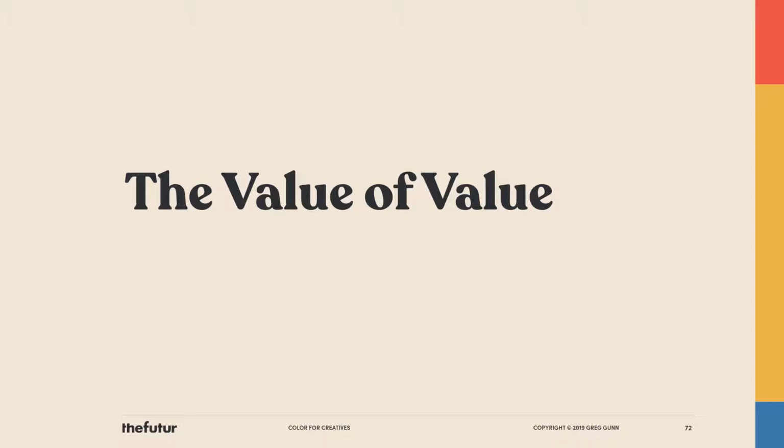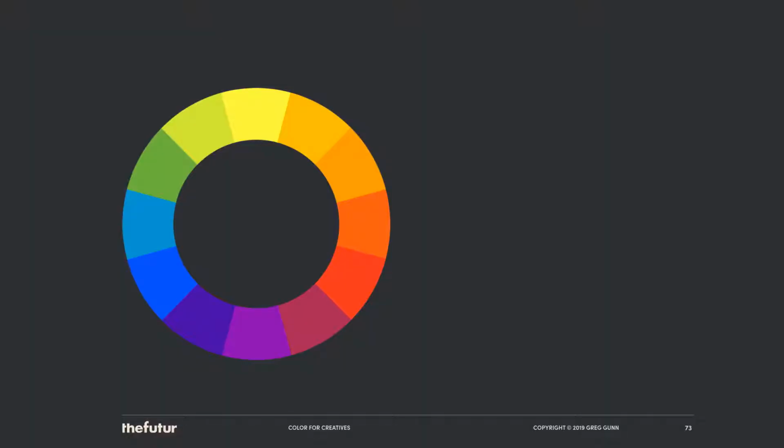Okay, so let's talk value. And I'm not talking about value-based pricing. You can ask Chris about that. I'm talking about the lightness and brightness of a color. On a scale of black to white, how bright is a color? And then how does that affect how we perceive it?